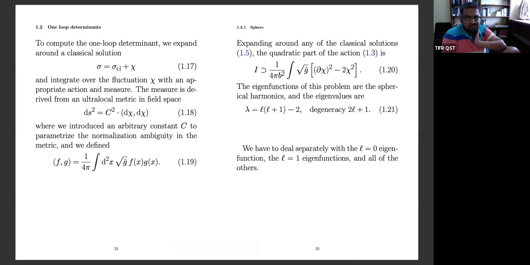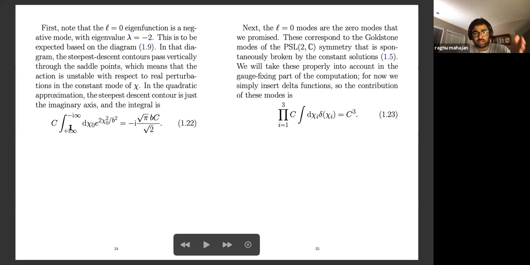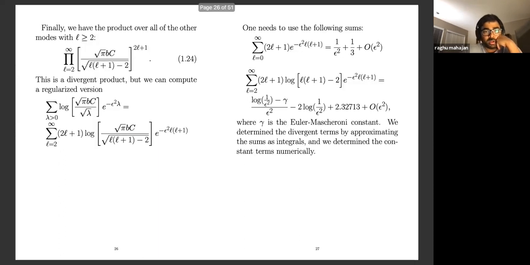Yeah, I was just saying the negative eigenvalue basically gives you this i here. And there is another way to see the i, which is that the contour of integration is vertical instead of horizontal through the saddle point.